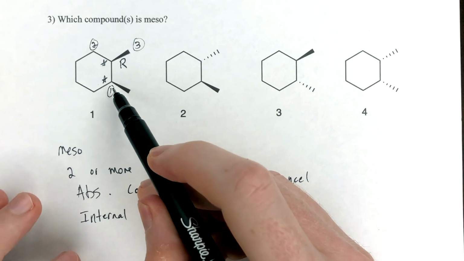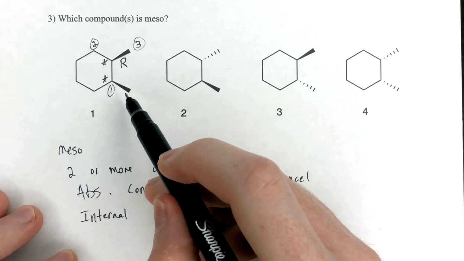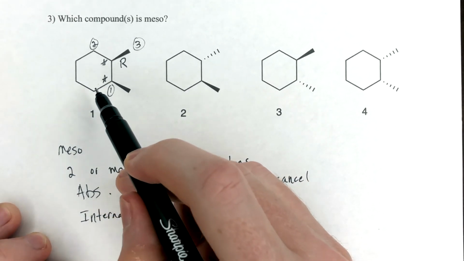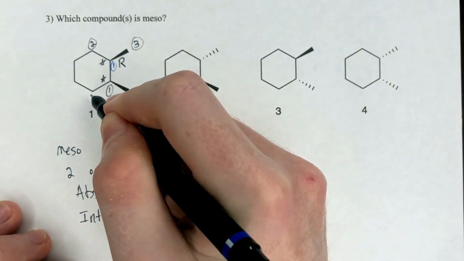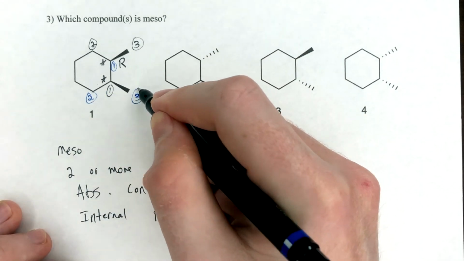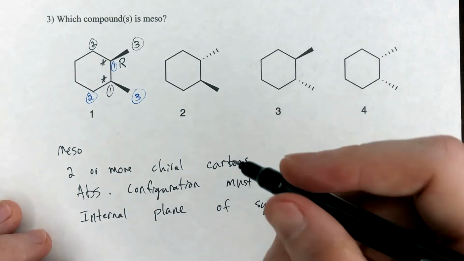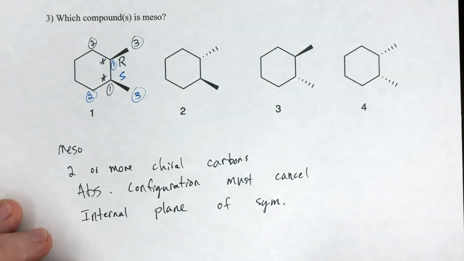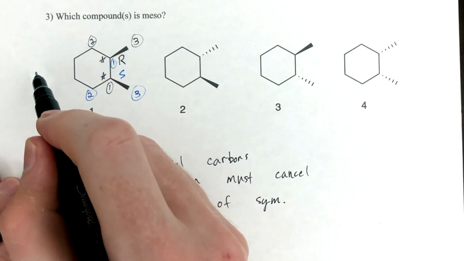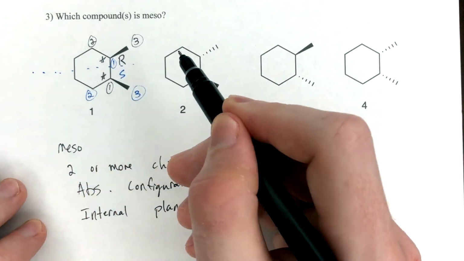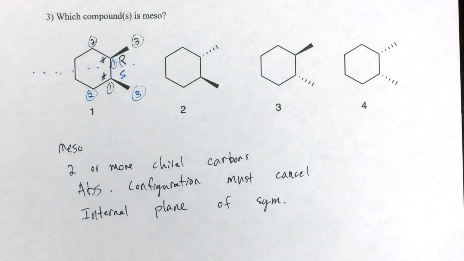The next one is bound to a methyl, a carbon bound to 1 more carbon, and a carbon bound to 2 carbons. So the carbon bound to 2 carbons is highest, the carbon bound to 1 is next, the methyl is last. This appears to be S. The hydrogen is in the back, so this is S. So this meets our requirement that absolute configuration must cancel, so this one is meso, and it has an internal mirror plane, where if we split that molecule in half, the 2 groups on either side are exactly the same.